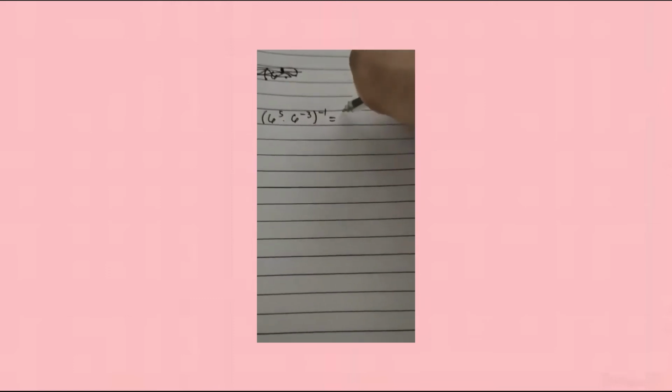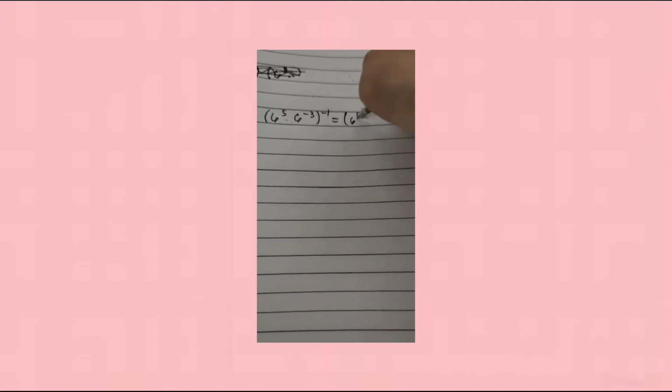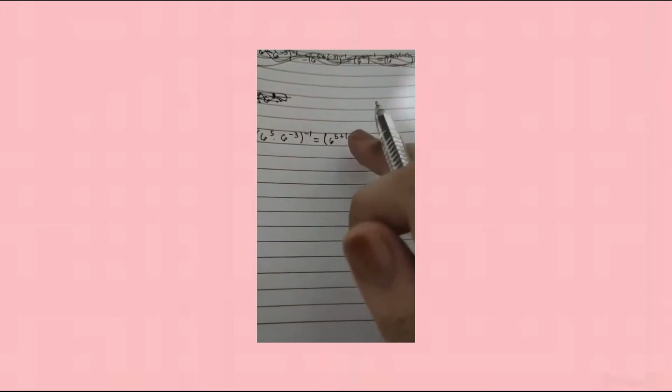In number 26, we have quantity 6 to the power of 5 times 6 to the power of negative 3, to the power of negative 1. So we must apply the first law. We must add the exponents 5 plus negative 3. So 6 to the power of 5 plus negative 3. 5 plus negative 3 is equal to 2, so we have 6 squared to the power of negative 1. So the equation so far is quantity 6 squared to the power of negative 1.